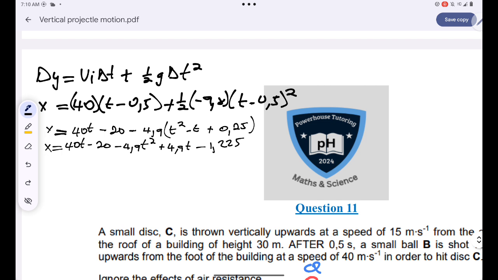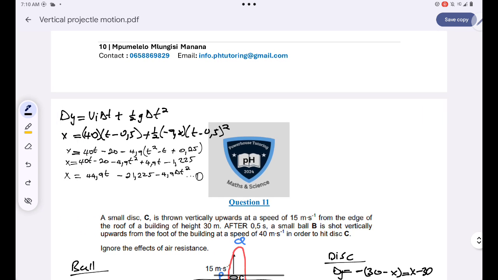So x is equal to this thing, guys. Do I have like terms? Oh yeah, I do have like terms before I say equation 1. So I simply have 44.9 delta t minus 21.225 minus 4.9 delta t squared. So this is just equation 1. I was still focusing on the ball, ne? Now let's go and focus on the disk.